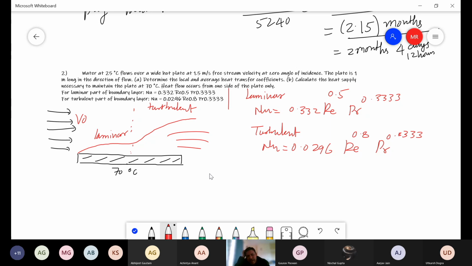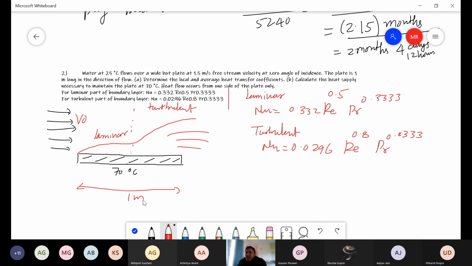So now what is asked in this problem? There is a hot plate like this, and over this hot plate the fluid is flowing. The temperature of this hot plate is maintained at 70 degrees Celsius, and the bulk temperature of the water is 25 degrees Celsius, flowing with a free stream velocity of 1.5 meter per second. The length of the plate is 1 meter long. This total length is 1 meter.